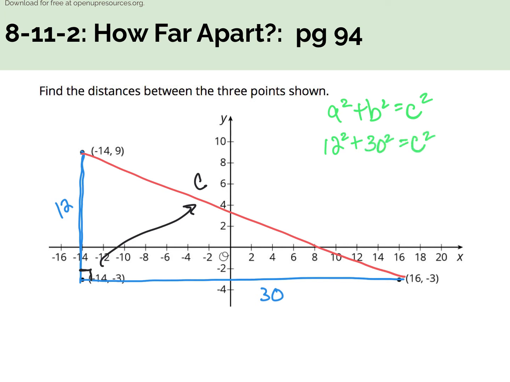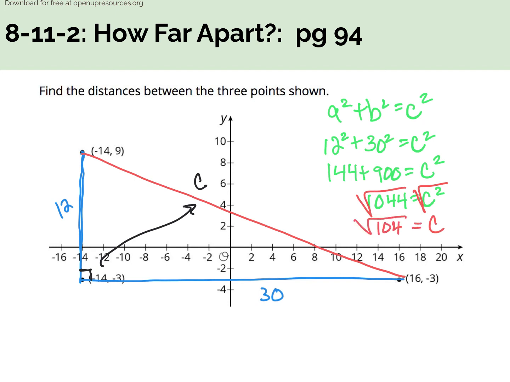C squared. So our 12 squared is 144. Our 30 squared is 900. And that equals C squared. We're going to add both of them together. So that's 1044 is our C squared. And remember, we want to solve for C. How do we solve for C? The opposite of a square is a square root. So C is going to equal the square root of 1044.